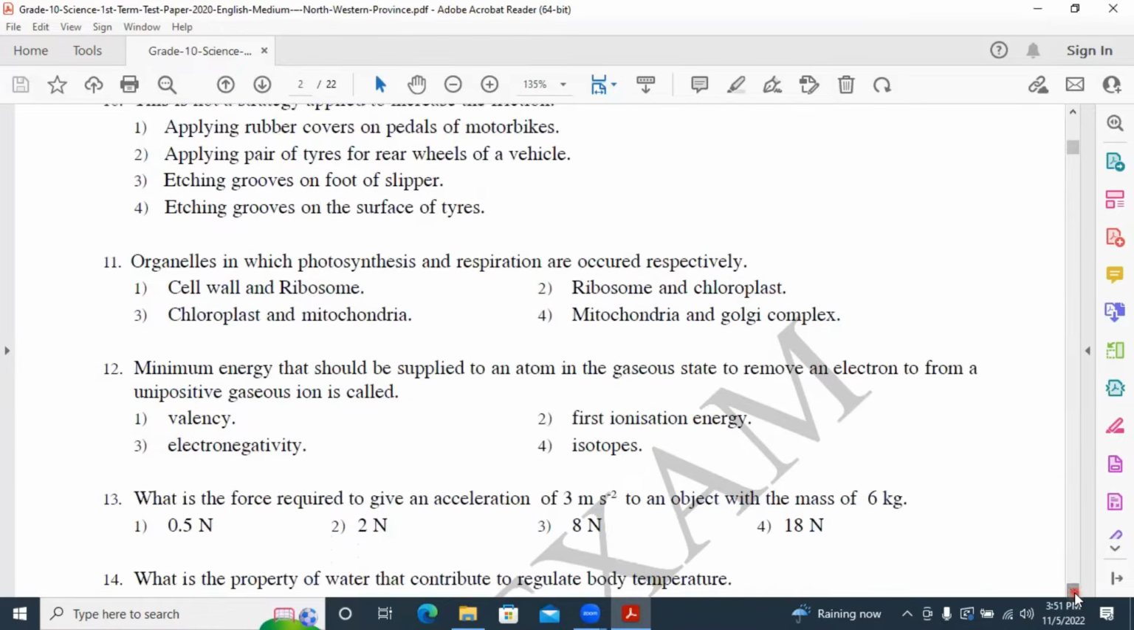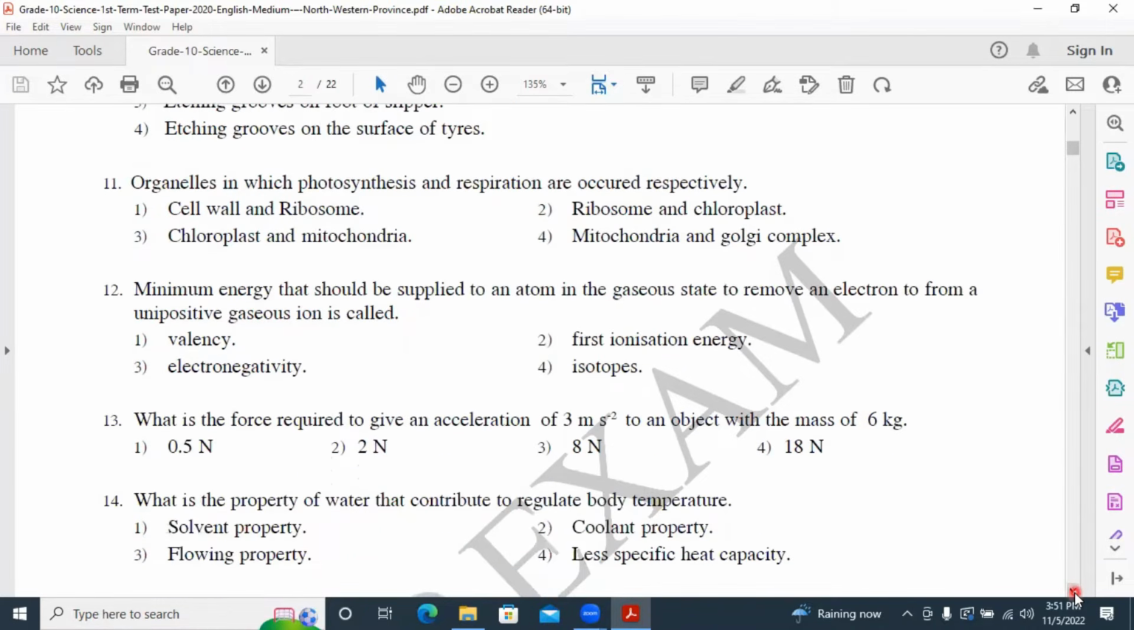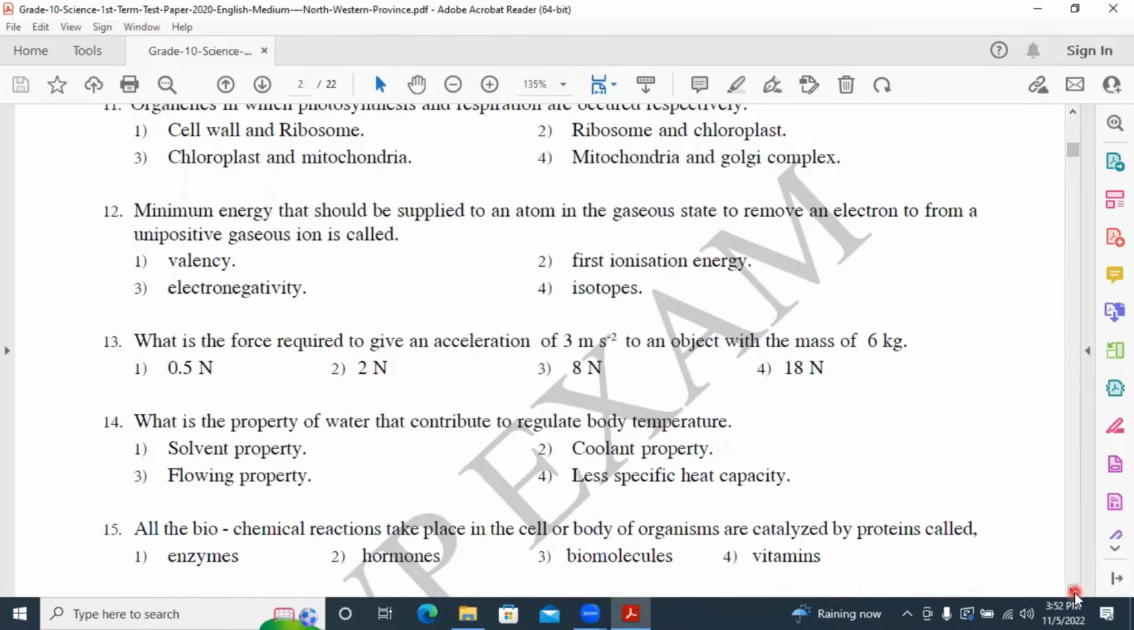Eleventh question. Organelles in which photosynthesis and respiration occur respectively. Answer number 3. Photosynthesis occurs in chloroplast and respiration occurs in mitochondria. 12th question. Minimum energy that should be supplied to an atom in the gaseous state to remove an electron to form a unipositive gaseous ion is called. Answer number 2. First ionization energy.